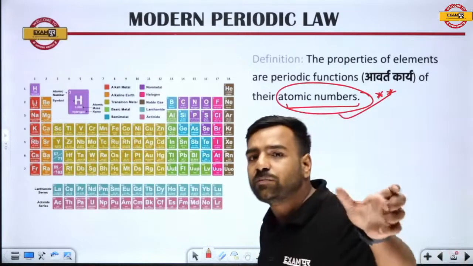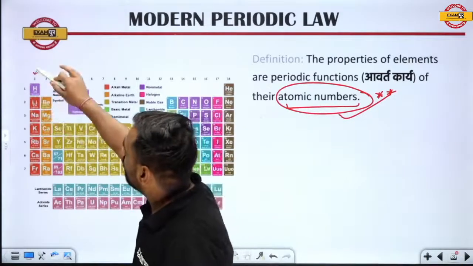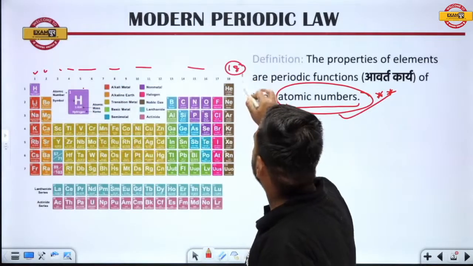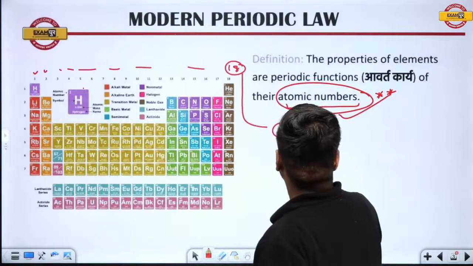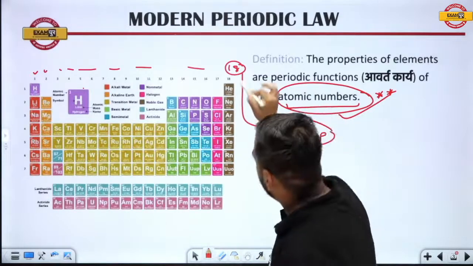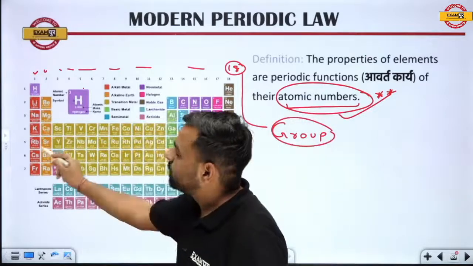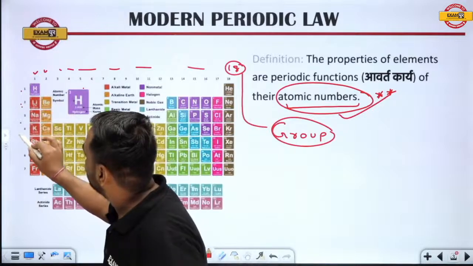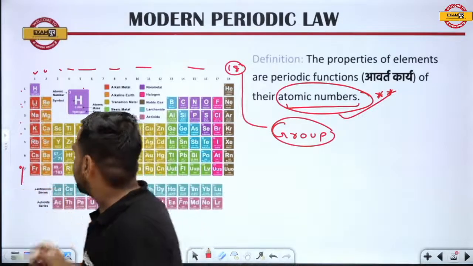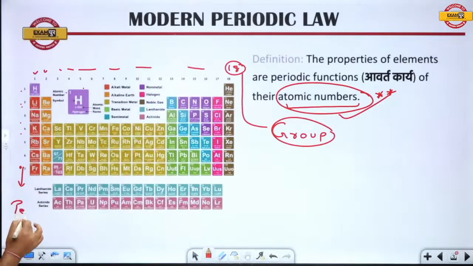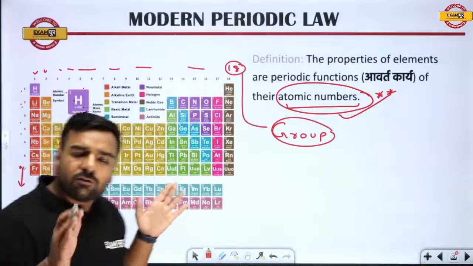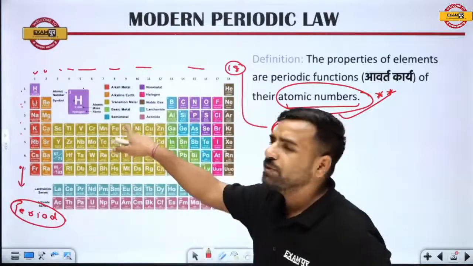Now I was talking about groups and periods, right? So just have a look. 1, 2, 3 and so on till 18. So this is actually what? This is a group, the vertical columns. Now if I talk about these rows, they are 7 in number: 1, 2, 3, 4, 5, 6, 7. These are known as periods. So in the examination it is asked, how many periods are there? There are 7. How many groups are there? There are 18. One by one we will understand which particular group is known as what.